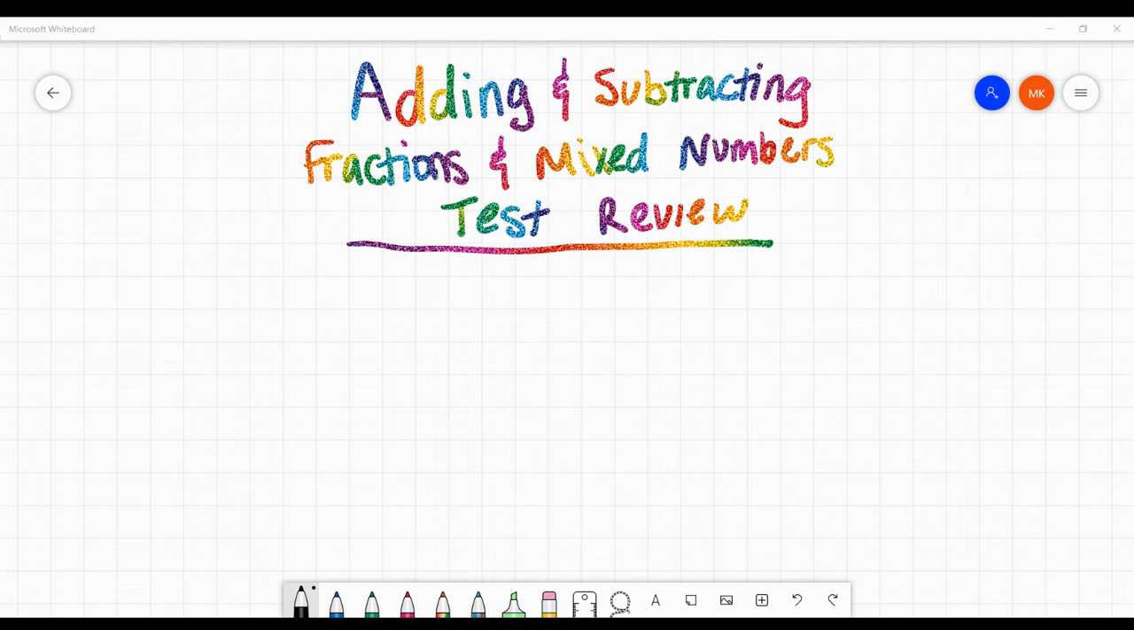All right, so we'll go ahead and get started with 2/5 plus 3/4. So go ahead and pause that and solve it on your own, and then come back to check your answer.